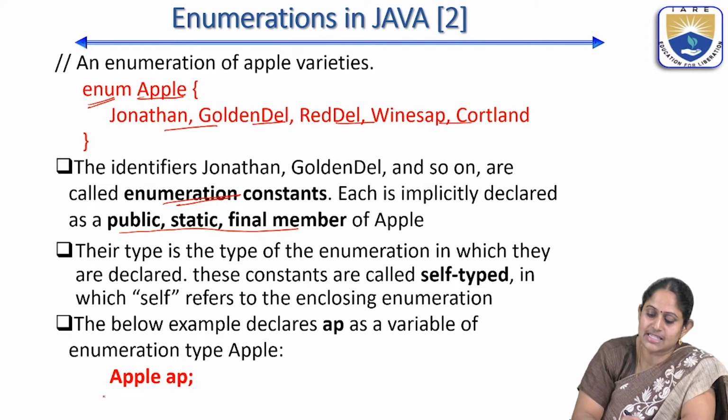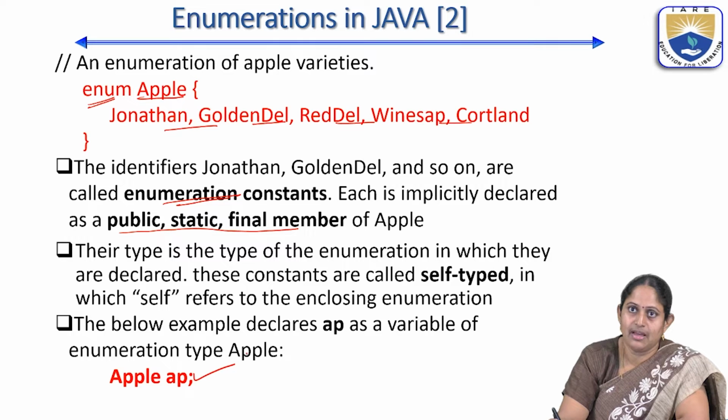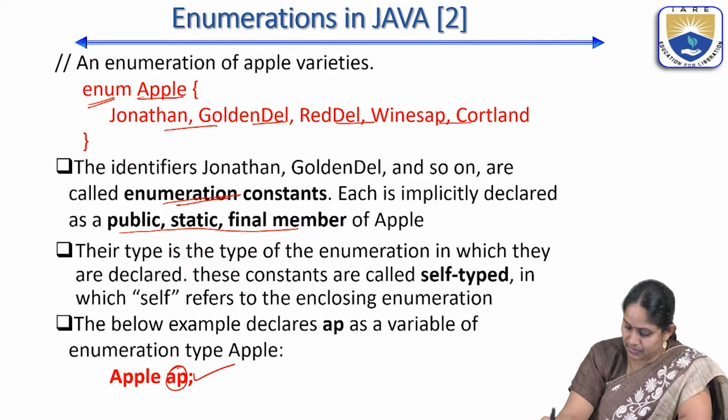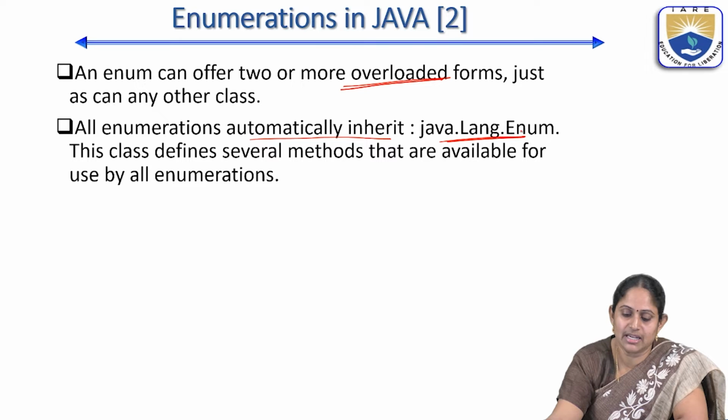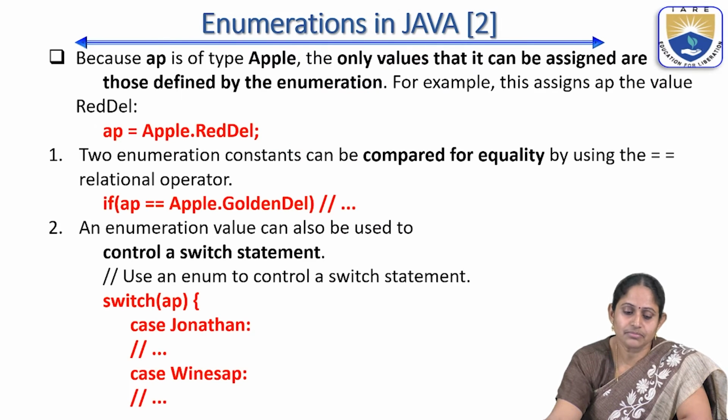Now if we want to create any enumeration variable, this is how we declare it. Here ap is a variable of enumeration type Apple. Enumerations can also have more than one form of overloaded type, and all enumerations inherit the java.lang.Enum class. There are also different methods available inside it, which can be used by all enumerations.